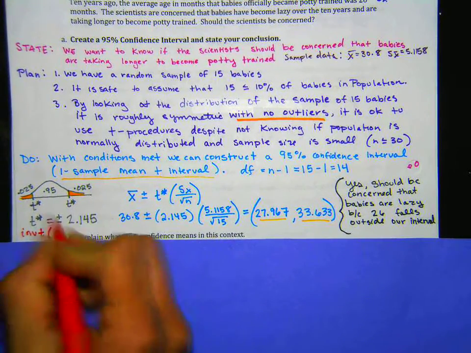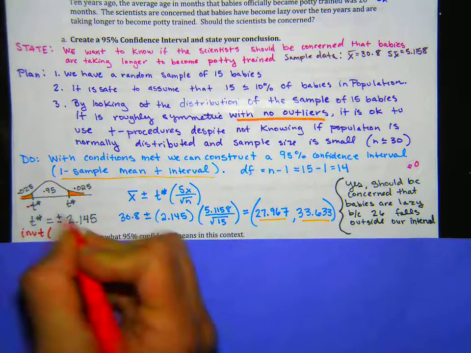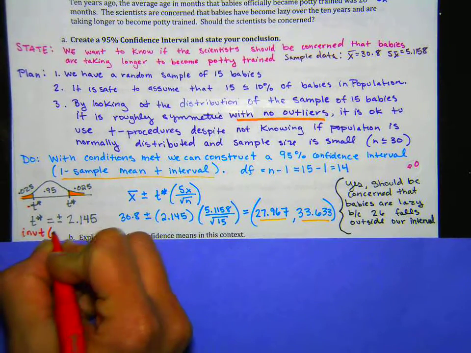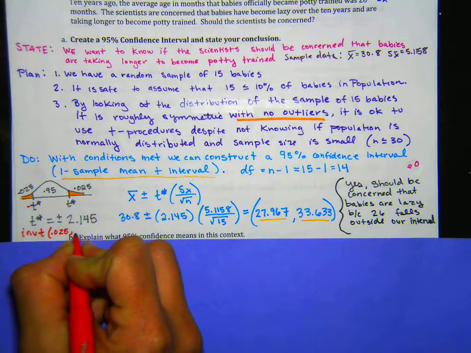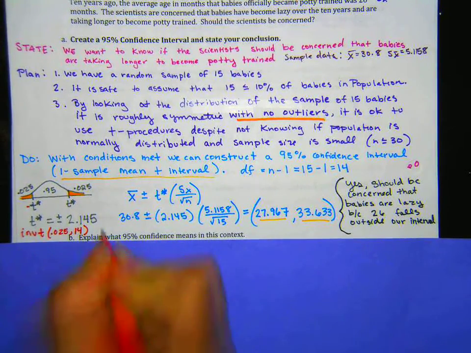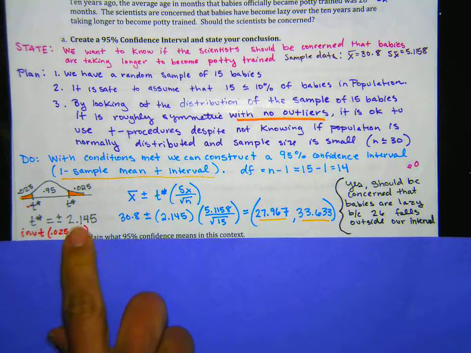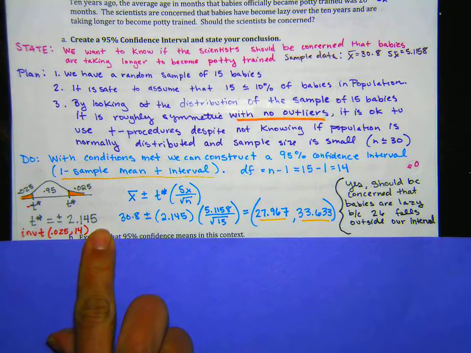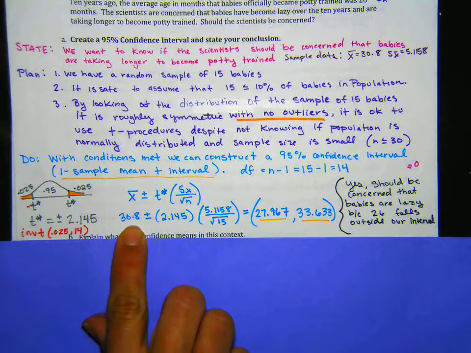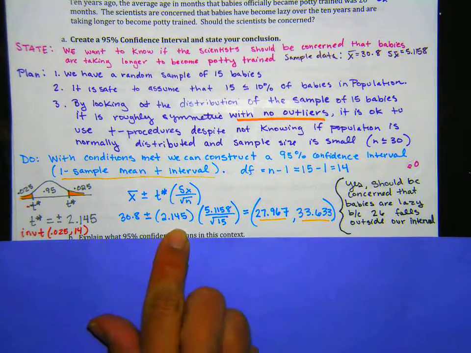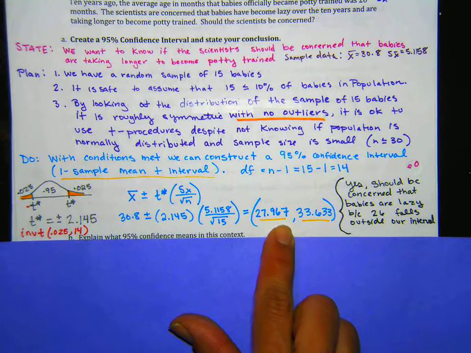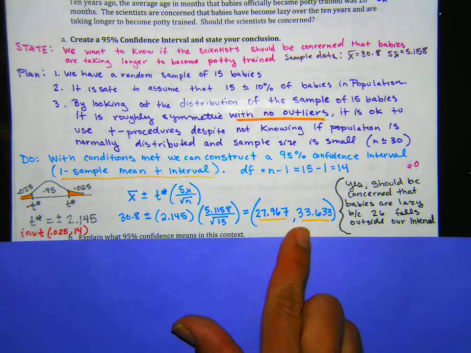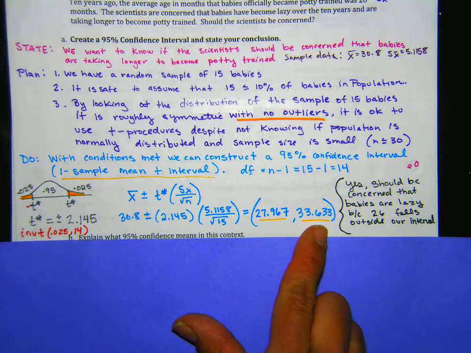Inverse t, you have to do area to the left. So you can do just 0.025 and get the negative. You do area to the left and degrees of freedom, which in this case is 15 minus 1, 14. And that's how we get a t star of 2.145. So I take my statistic, 30.8, plus or minus the critical value times the standard error, and that's how I get my interval of 27.967 and 33.633.